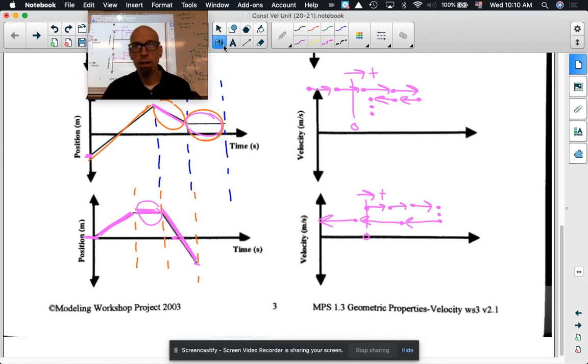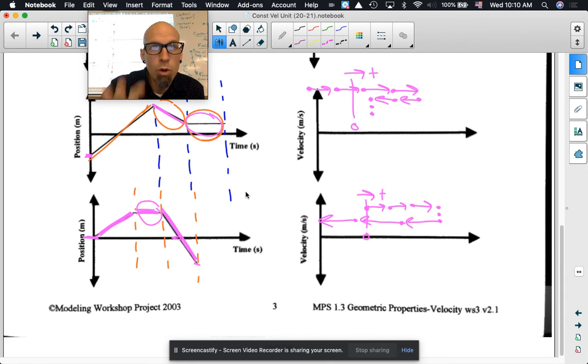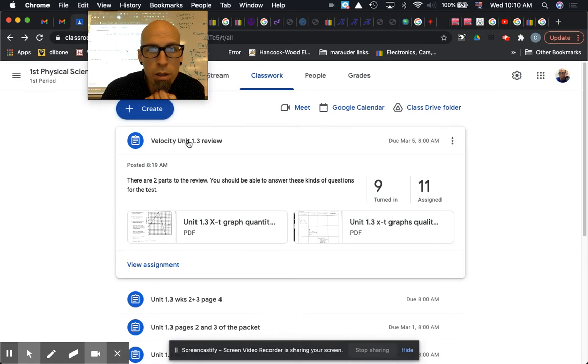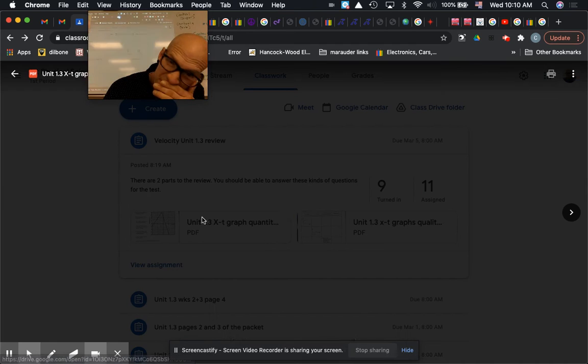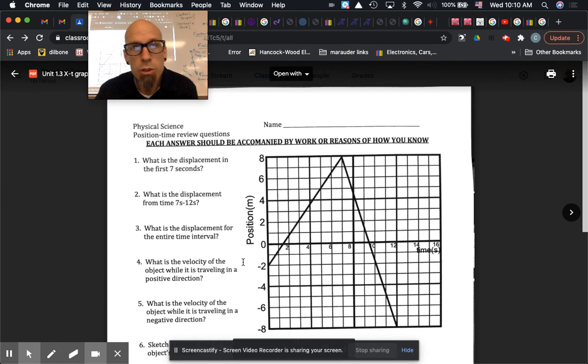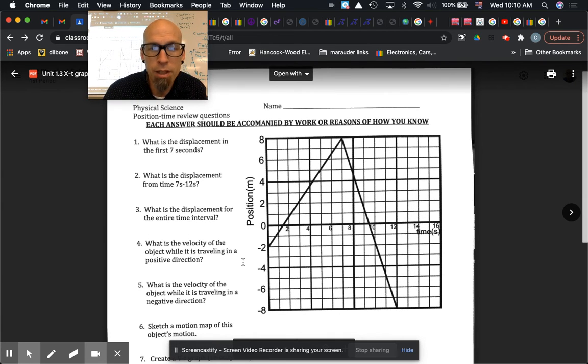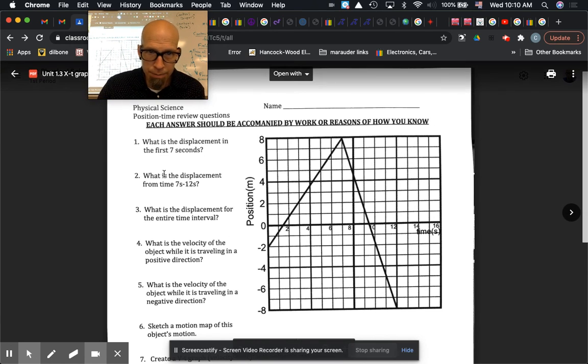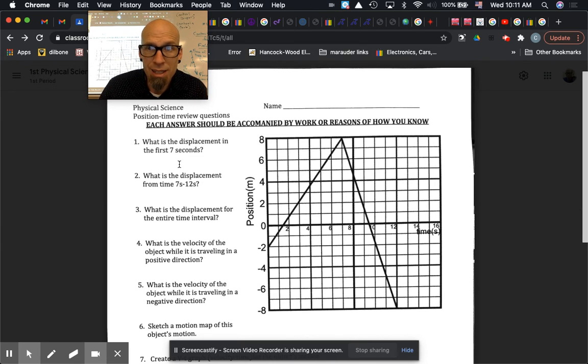Hopefully, those make sense to you, looking at each section separately. So that was this. Now, next, here's what's going to be posted on your page. This right here is what I'm calling a quantitative review. Quantitative, because it has what? Numbers. There are quantities on the graph, numbers. So your answers are going to be numbers, values, most of them.